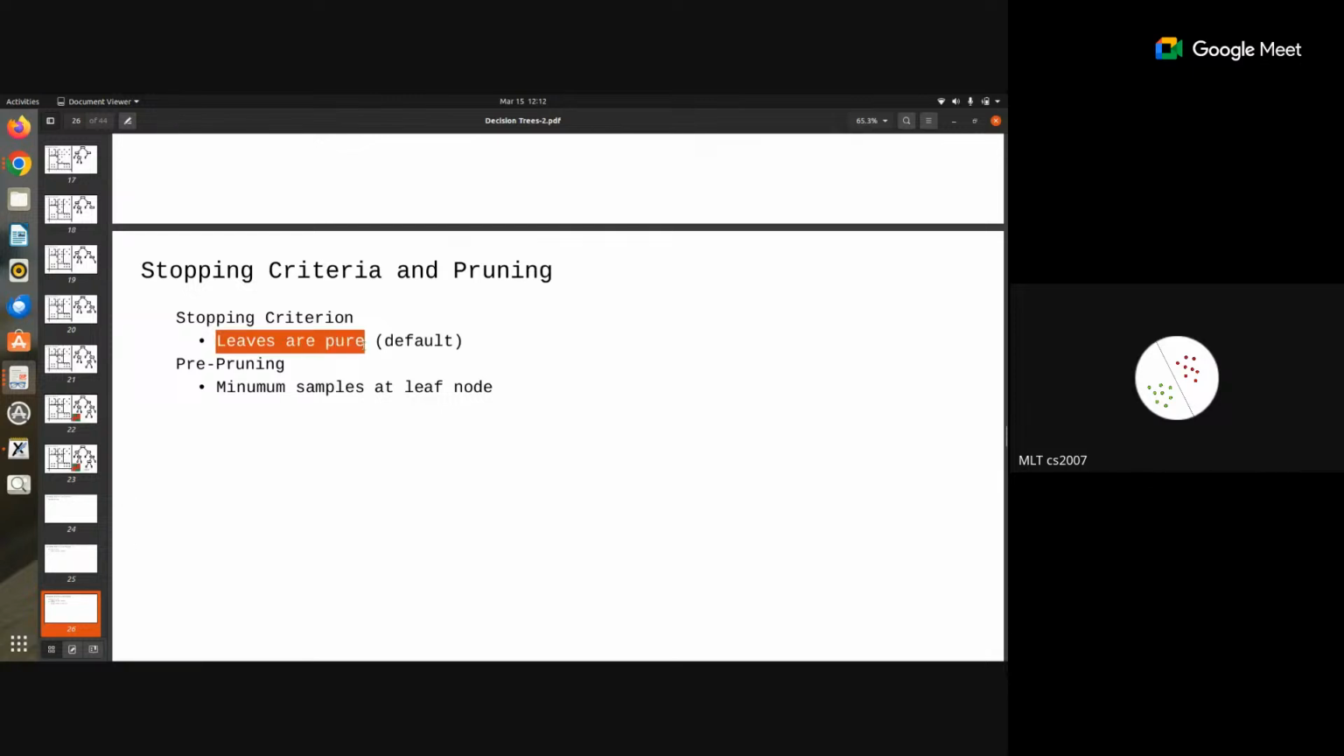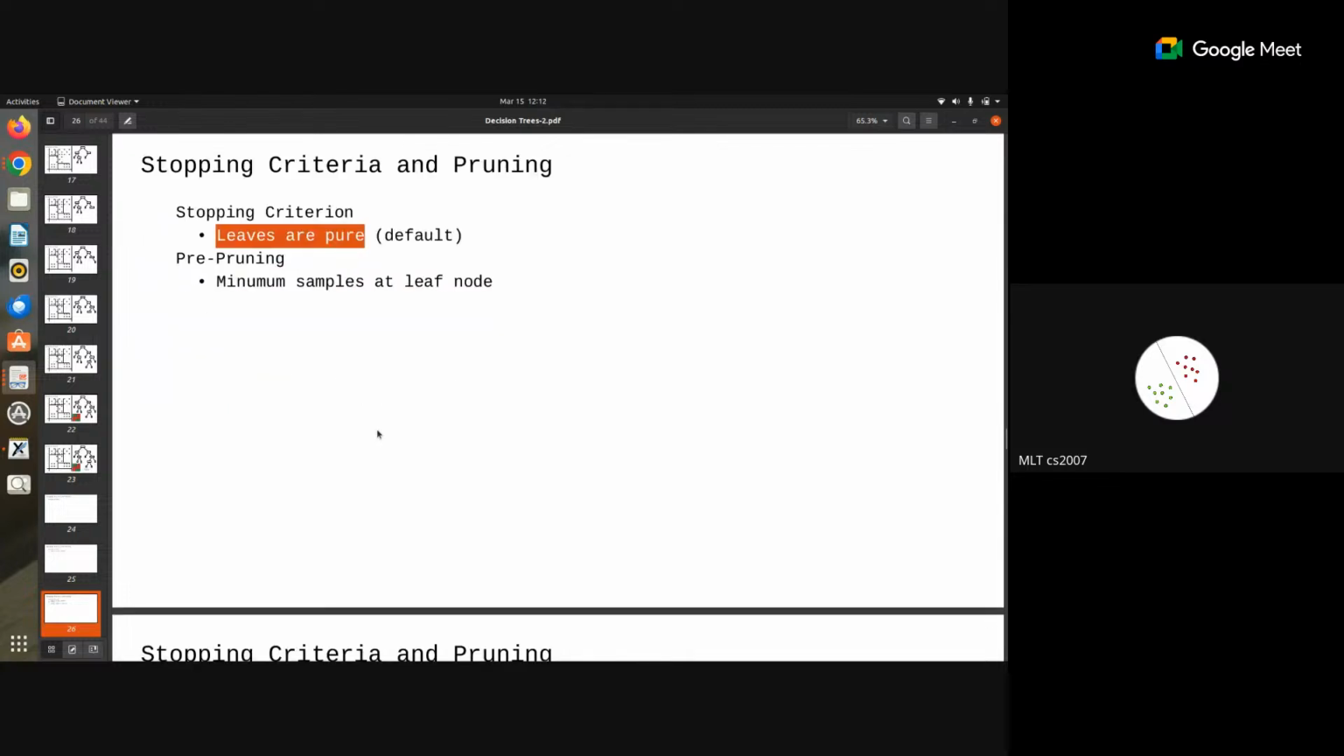The general criteria is when the leaves become pure, we stop, right? That means it will try to overfit the data set until the final leaf nodes become pure, where the entropies at that point become zero. Then only we generally stop.